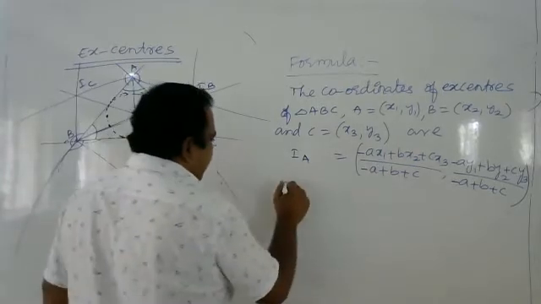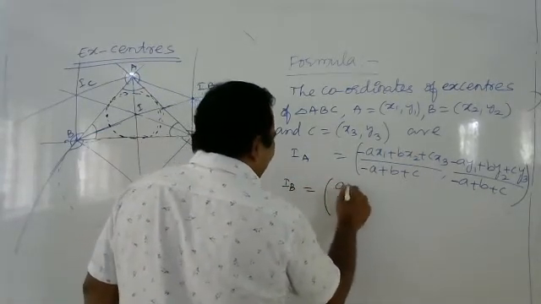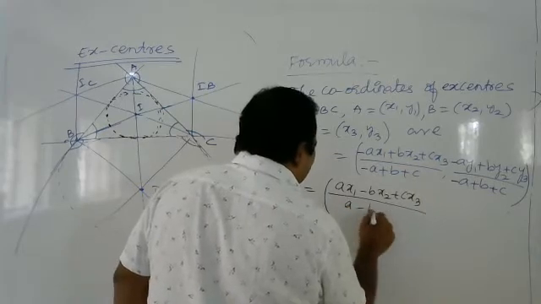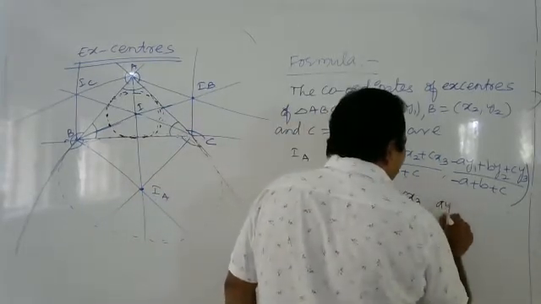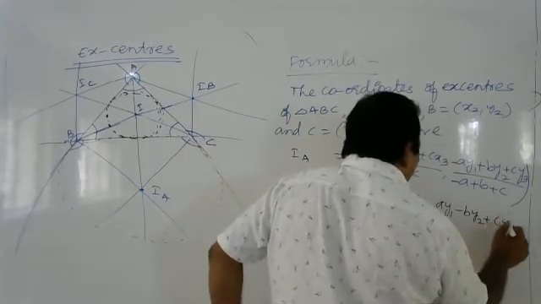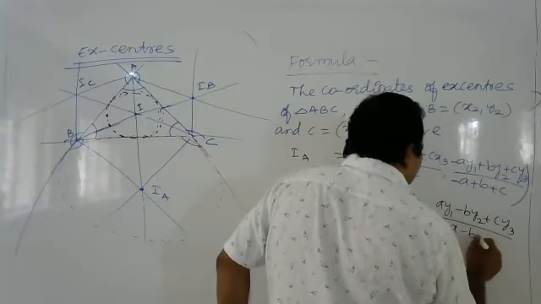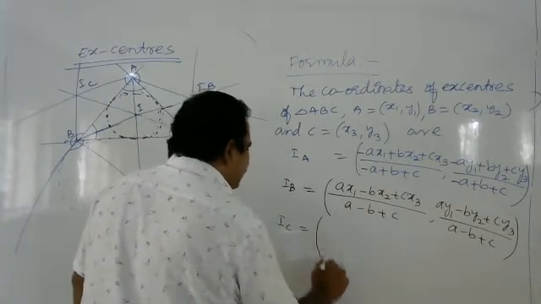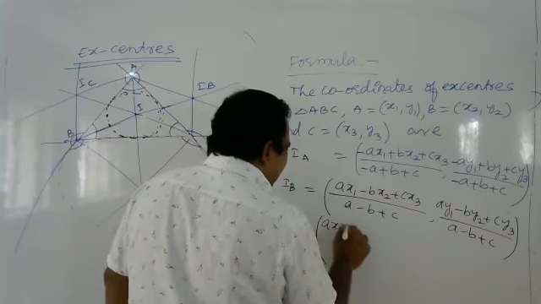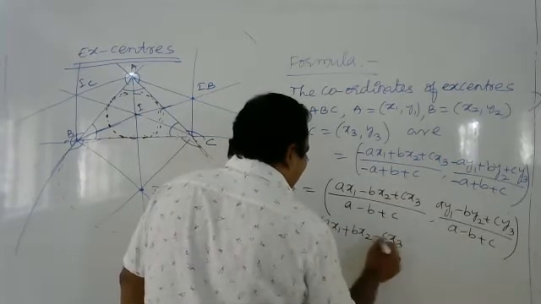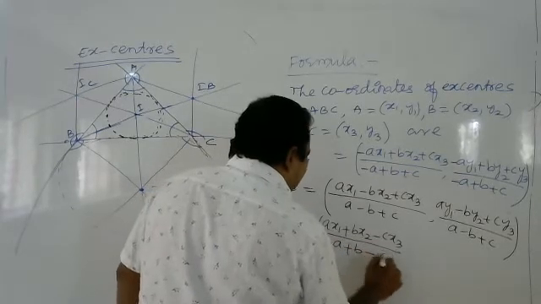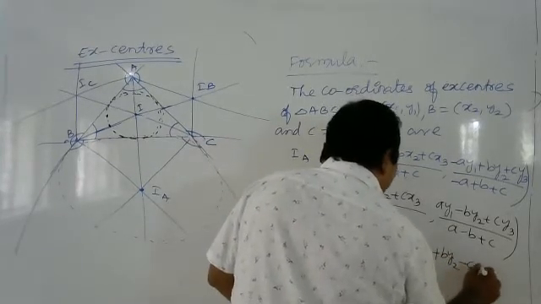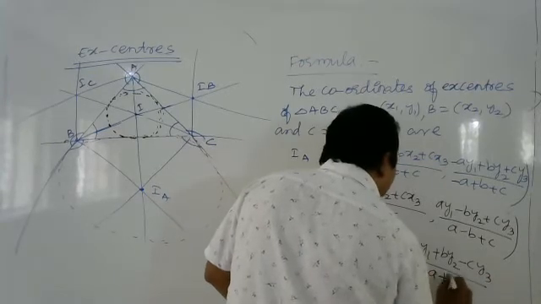Can you tell me what is I_B? I_B = (aX1 − bX2 + cX3)/(a − b + c), (aY1 − bY2 + cY3)/(a − b + c). I_C also we can define as (aX1 + bX2 − cX3)/(a + b − c), (aY1 + bY2 − cY3)/(a + b − c).